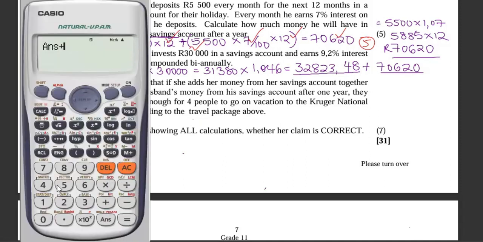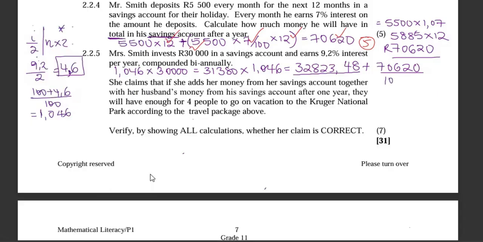plus 70,620, we have 103,443 rands, 48 cents. So this is what they have in total. But remember, this is for 4 people. And they told you at the package for 4, everyone is going to pay 24,999. So let's see.